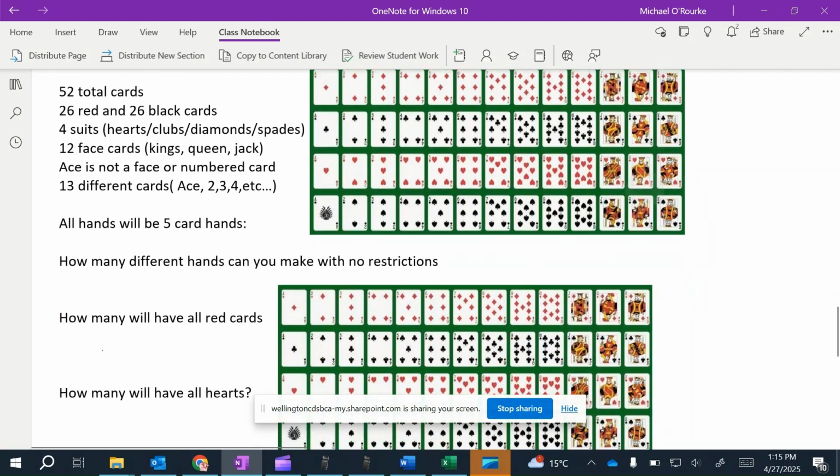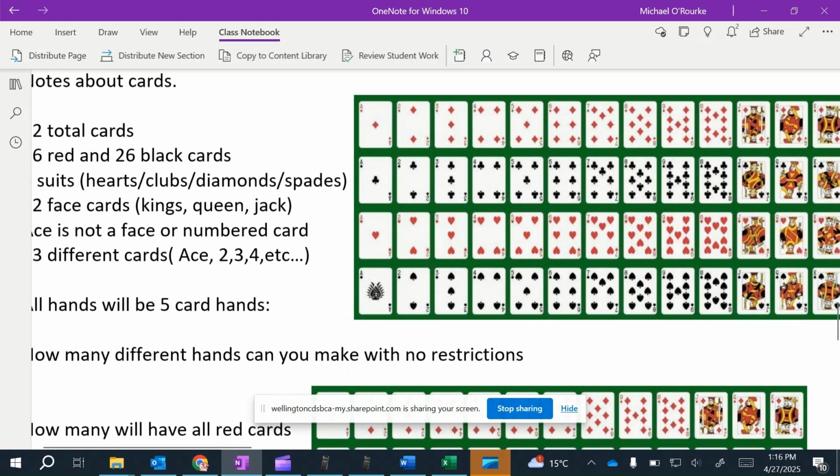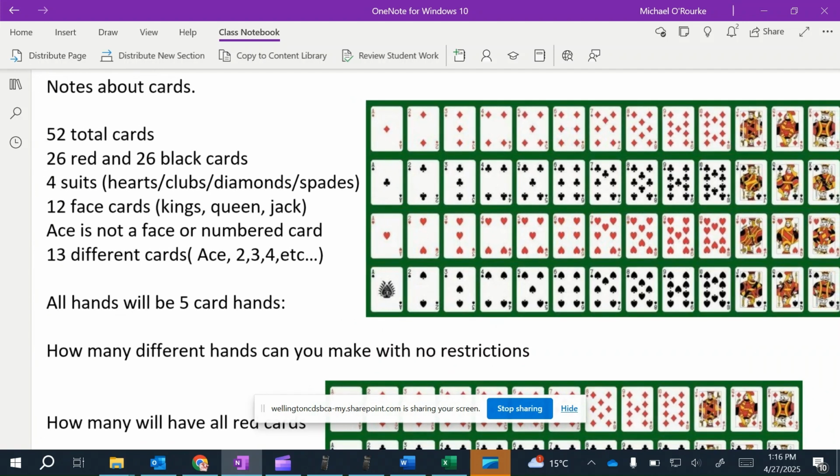Combinations is really good to work with cards as well. Because when you're playing cards, it doesn't matter what order the cards get into your hand. It just matters that the cards come into your hand. Okay? So we're going to use cards for a bunch of combination stuff.